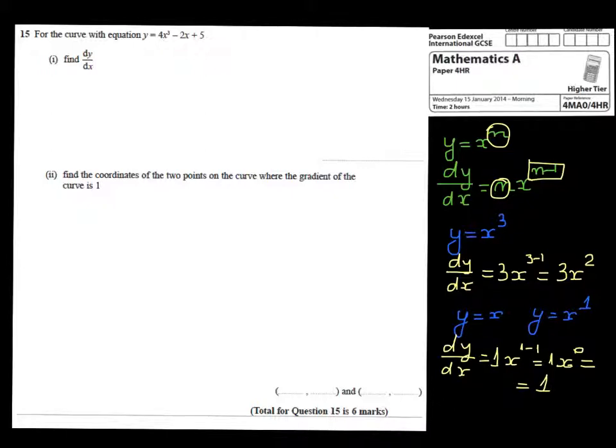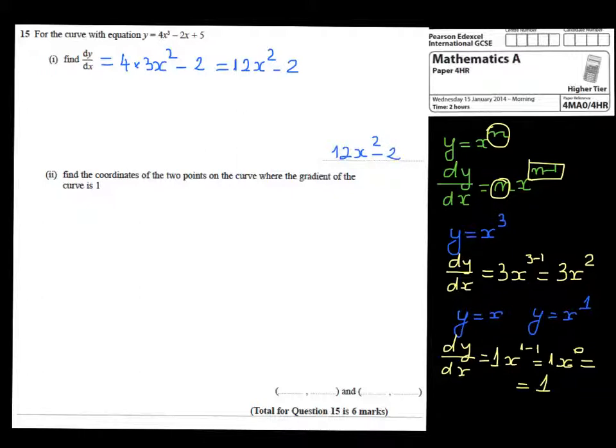Now going back to our question, in our case, dy by dx is going to be 4 times the derivative of x cubed, 3x squared, minus 2 times the derivative of x, which is 1, plus the derivative of 5, which is 0. So we get 12x squared minus 2. This is our answer. Moving to question 2.